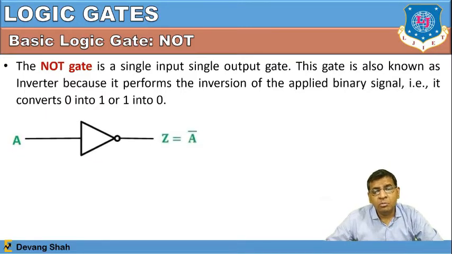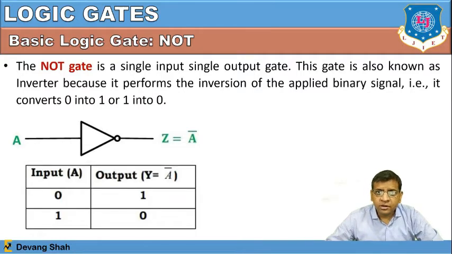You can see the symbol of the NOT gate where you apply A and you'll have the output A bar. So once you apply 0, you'll have a 1. Once you apply 1, you'll have a 0. So you can see the input A with respect to the output Y or Z: you apply 0, you'll have a 1. You apply 1, you'll have a 0.